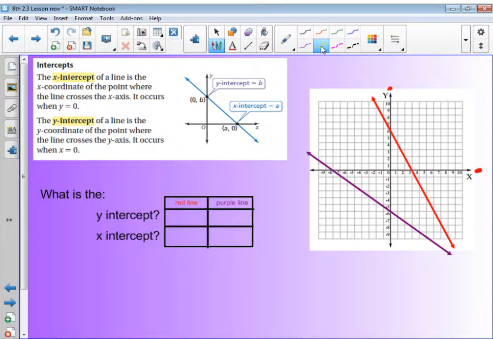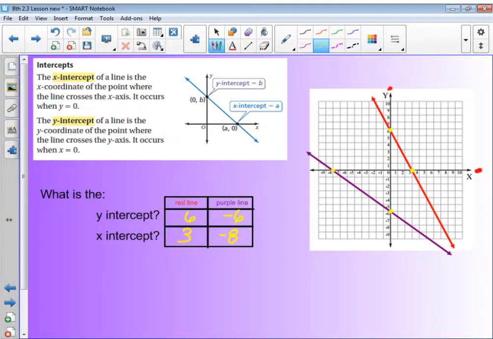So when I look at this one, if I look at my red line, the y-intercept is right here. So it was at +6. And on the red line also, my x-intercept happens to fall right here on +3. So that would be my x-intercept. Okay, the purple line. On my purple line, my y-intercept is right here, and that's at -6. And my x-intercept is just where it crosses the negative line. So that's right here. That's at -8. So that's just identifying x and y intercepts.